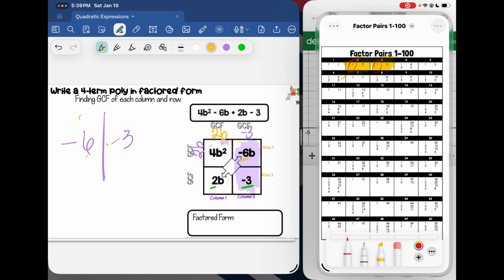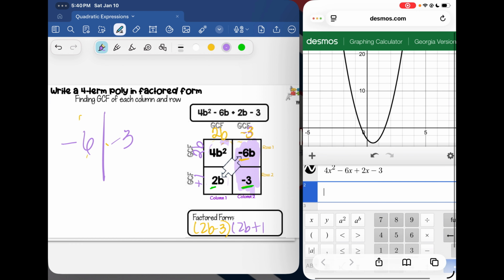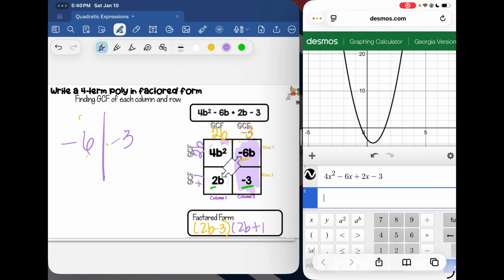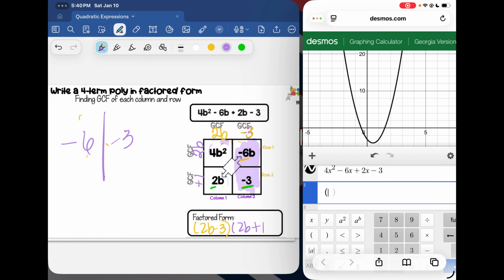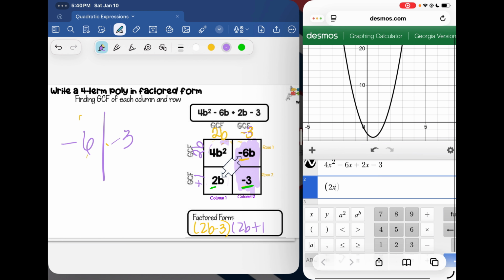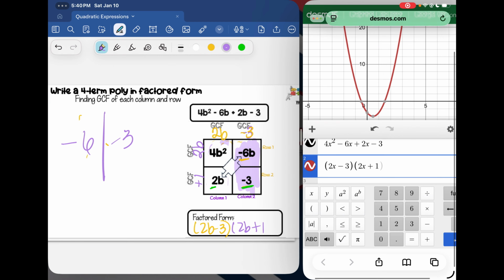So that means I can put a 1 on the outside. Is it going to be a +1 or a -1? Well, 2b times 2b gives me 4b squared. 2 times -3 gives me -6. And 1 times 2 gives me 2. And 1 times -3 gives me -3. So my two parentheses, aka my factored form, would be 2b minus 3 times 2b plus 1. Let's check our answer and see if we're right. I've already put the original in there. We can't put b's in here, but we can put x's. So 2x minus 3 times 2x plus 1. And they match, so we were right.